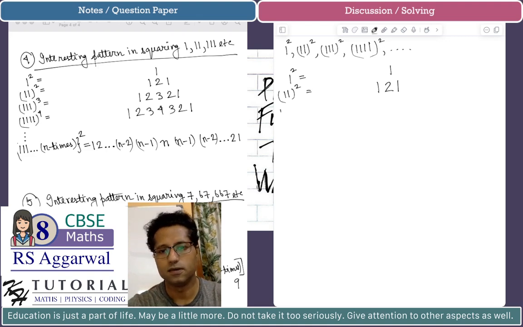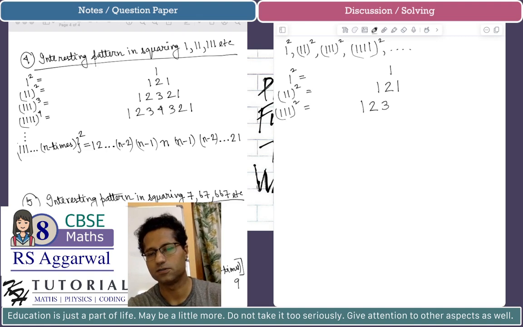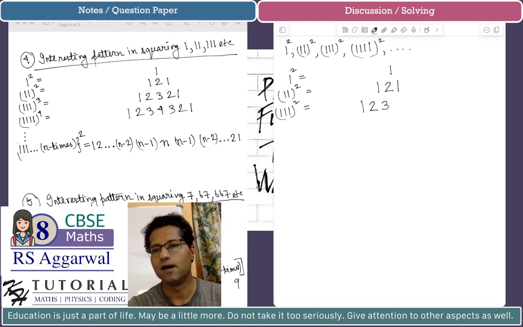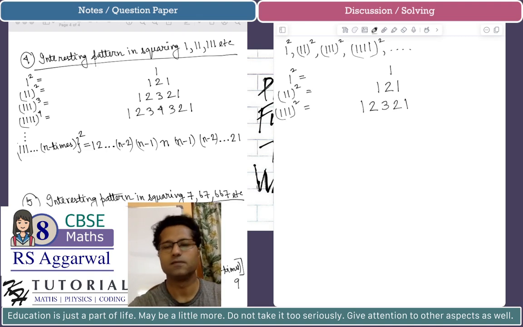So let's say we have 111 whole square. There are 3 digits, so I will start with 1, 2, 3. I will stop at 3 because there are 3 ones, and then I will start writing the numbers backwards: 2, 1.